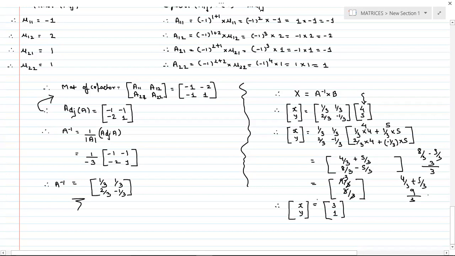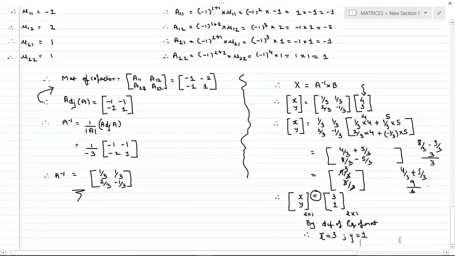As now clearly we can see that here we have the equal to symbol. So with the definition of equality of matrix, we can see that the left hand side matrix order is 2 into 1, and on the right hand side it is also 2 into 1. So as the matrices are balanced, by the definition of equality of matrix, the value of x will be 3, and the value of y will be equal to 1. Okay, so here we got the final answer.